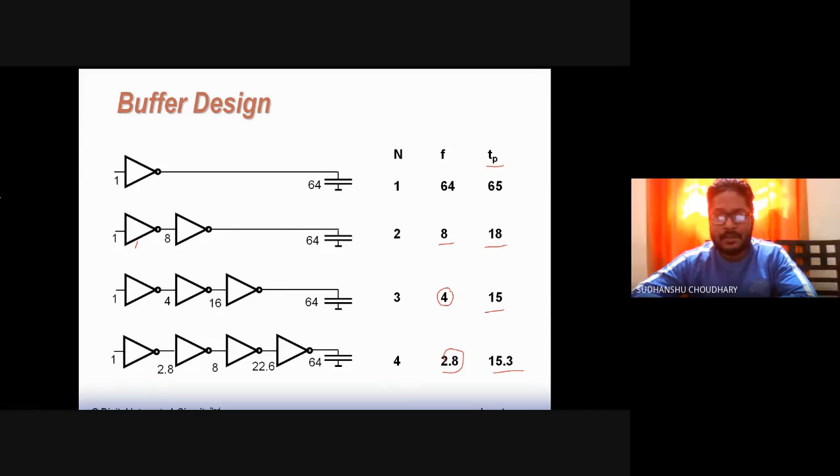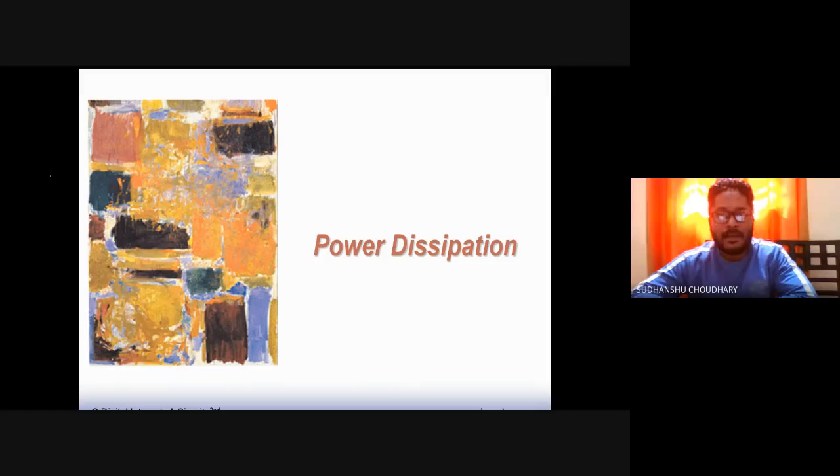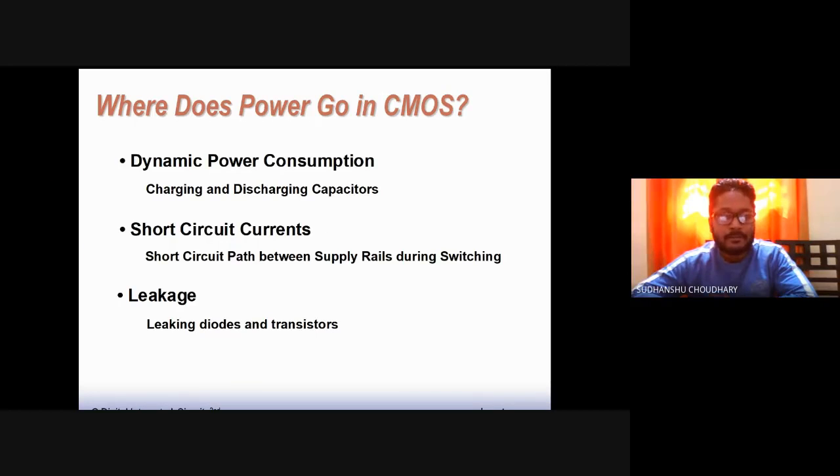All these three things can be found for any logic gate, and not just the CMOS inverter chain. Now let us also talk about power dissipation in CMOS circuits. We have two kinds of power dissipation here. One is called dynamic power dissipation, which is due to the charging and discharging of capacitors. During the charging and discharging of capacitors, some power is wasted from the source or VDD. That is called dynamic power dissipation.